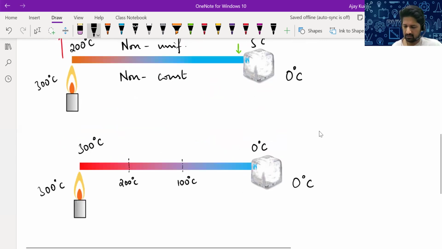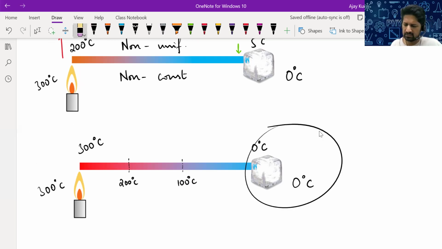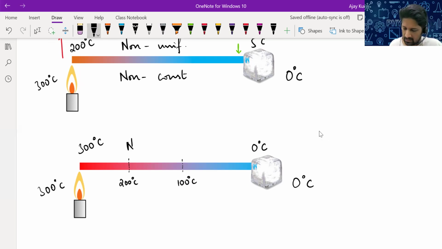Finally, when left hand comes to 300 degrees and right hand is at 0 degrees, no further change in temperature will happen here, no further change will happen here also, and no further change will happen anywhere in between also. Then you can say that temperatures are still non-uniform, but now they have become constant. They won't change anymore. Every point's temperature is now fixed. Point to point, it may vary, but for a particular point, it is fixed now.